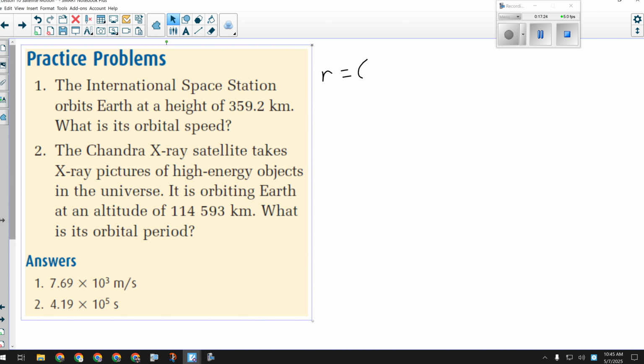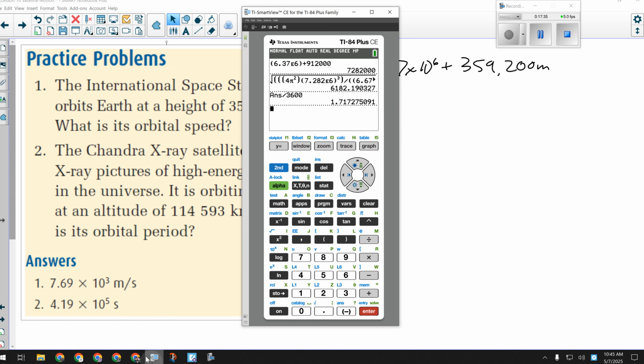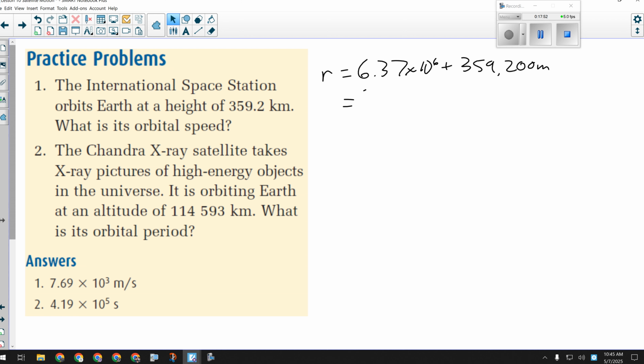So the true radius will be 6.37 times 10 to the 6 plus 359,200 meters. Okay, so that's the first thing we have to do, get the proper orbital radius. So 6.37 E6, okay, plus 359,200 meters. All right, so 6.7292 times 10 to the 6 meters.